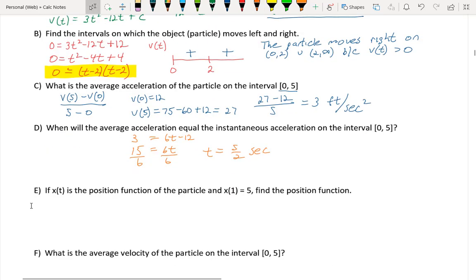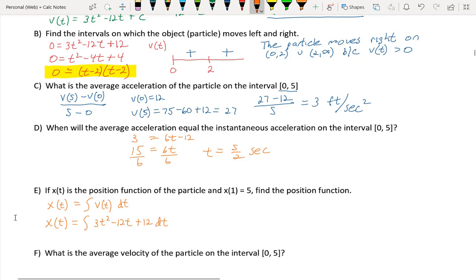All right? And now we go to x of t. If x of t is the position function, and x of 1 equals 5, here we go again, ladies and gentlemen. This is an initial value problem. Find the position function. So again, if I'm trying to find x of t, that's like taking the integral of v of t dt. So x of t is going to equal the integral. Remember, v of t, we found that way back. It was 3t squared minus 12t plus 12 from part A, dt.